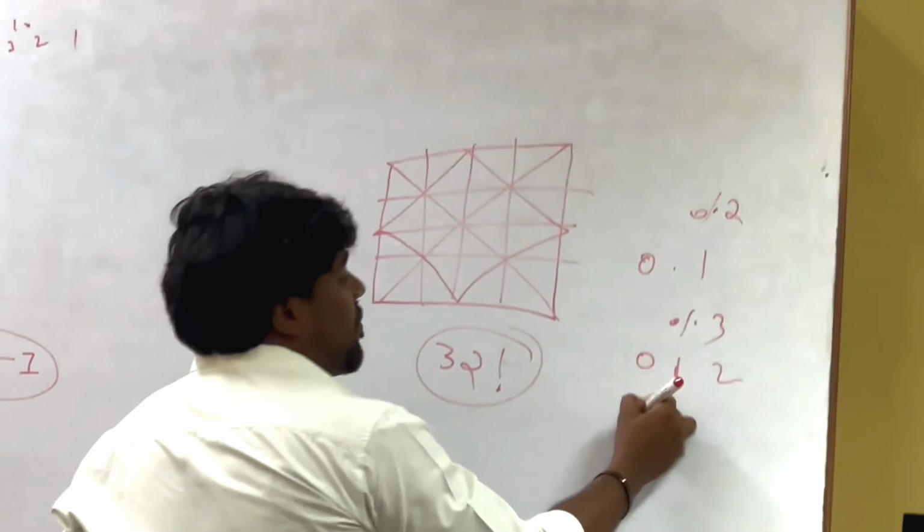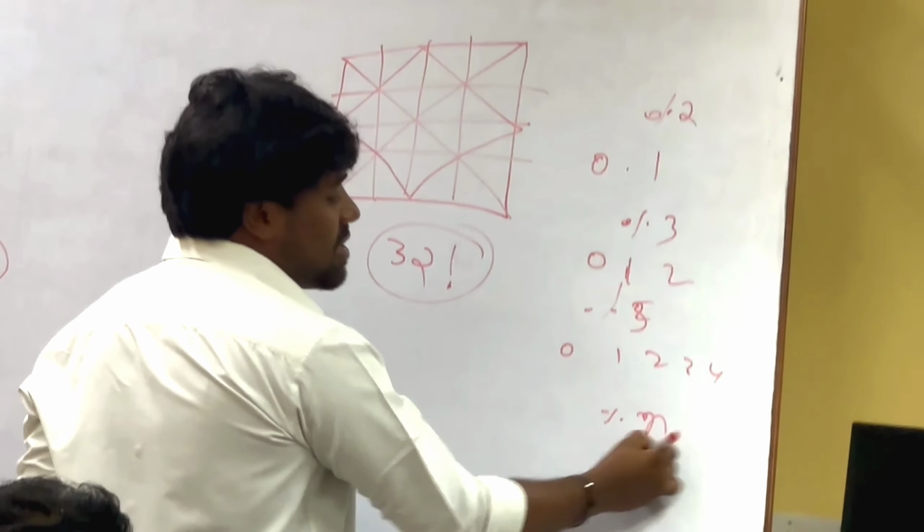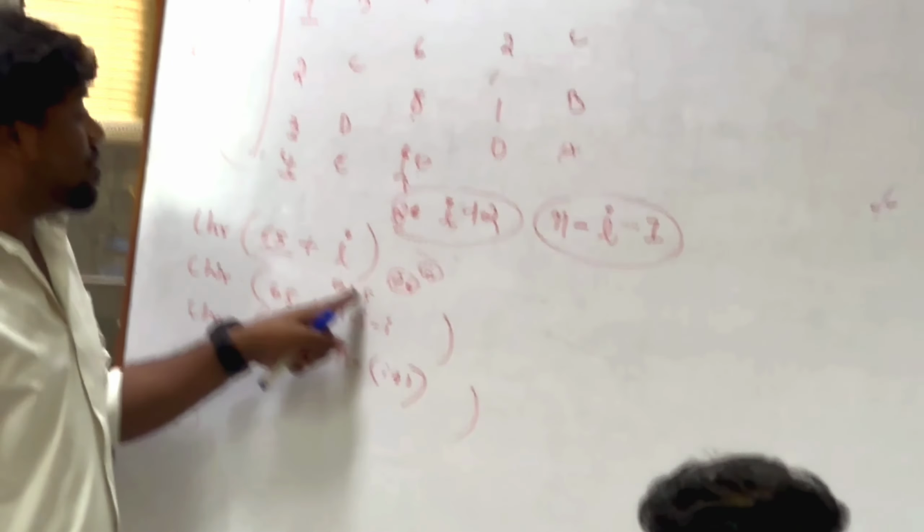Yes or no, sir? Modulus of 5 means how much will come? 0, 1, 2, 3, 4. Modulus of n means 0 to n minus 1. So I wanted something with 0 to 25 only.